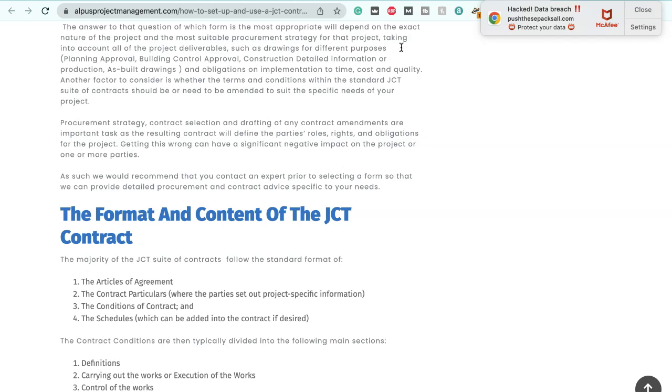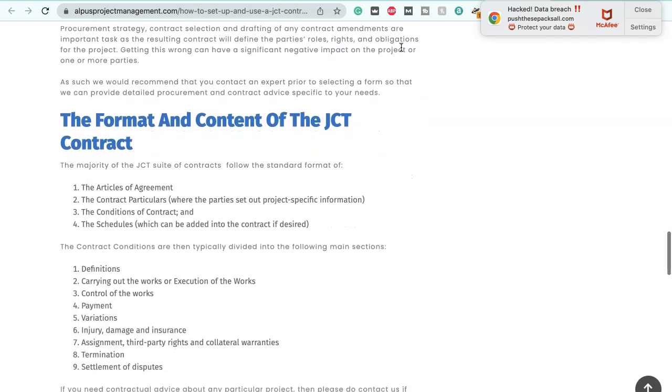and he may need to transmit these to his operator for use for maintenance. And obligations on implementation to time, cost and quality. Another factor to consider is whether the terms and conditions within the standard JCT suite of contracts should be or need to be amended to suit the specific needs of your project.